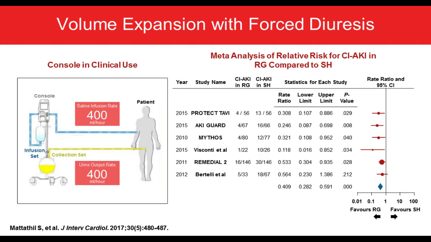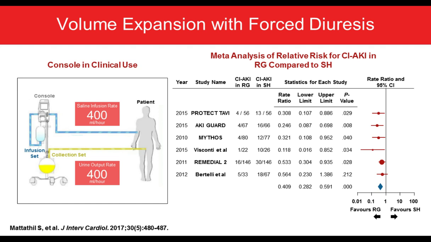Another strategy is to couple volume administration with forced diuresis. This is not necessarily a novel concept, but has become technologically somewhat easier with the introduction of the RenalGuard system. This is a system that measures urine output and then augments hydration, and this is coupled with forced diuresis with a high dose of furosemide. So by providing input and augmenting output, we can increase flow of contrast through the kidneys and enhance excretion of contrast out of the body.